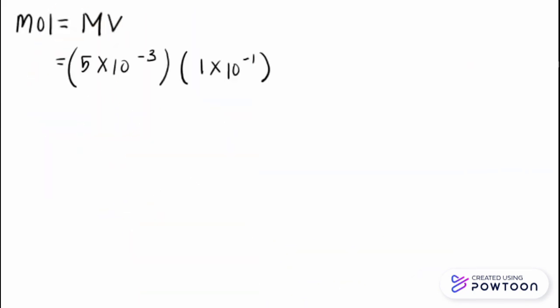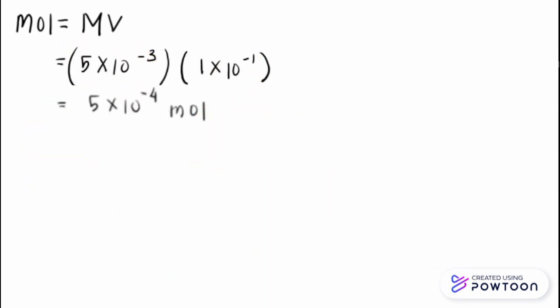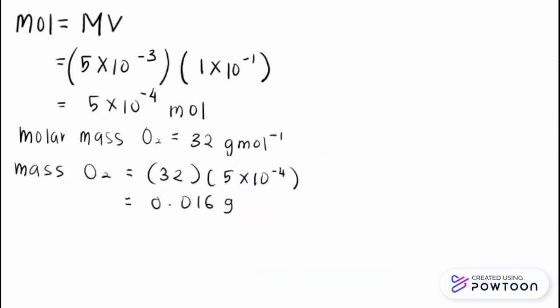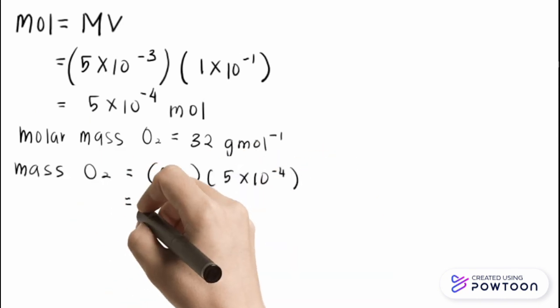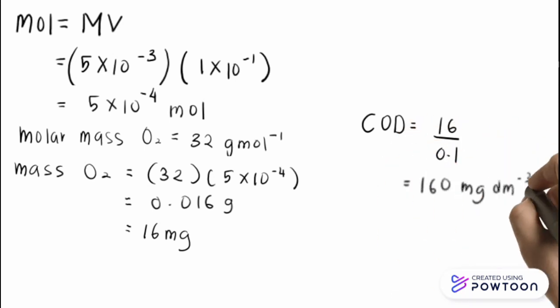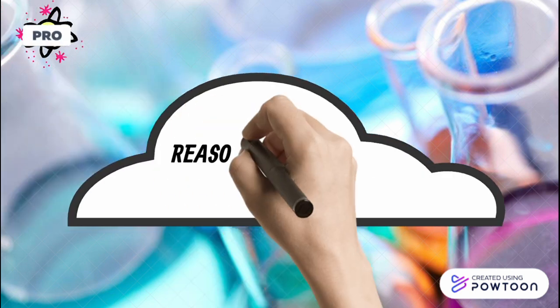First, we have to use the equation mol equals MV. The values of M and V are already given in the question. The answer is 5 times 10 to the power of -4. The molar mass of O2 is 32 gram per mol. To calculate the mass of O2, we multiply the molar mass by the mol of O2. Its value is 16 milligram. The value of FAD is 100 milligram per dm³. Next question is the reason for removal of chloride ion.